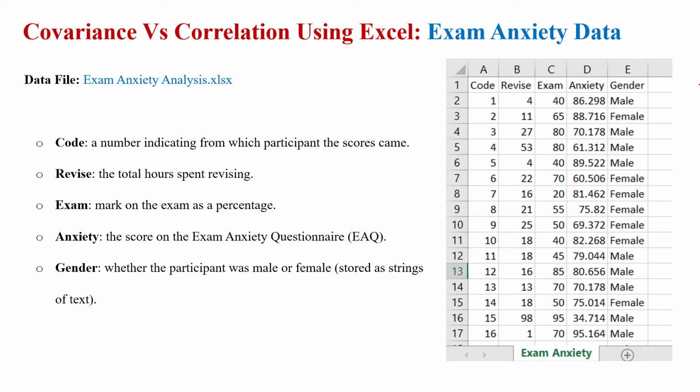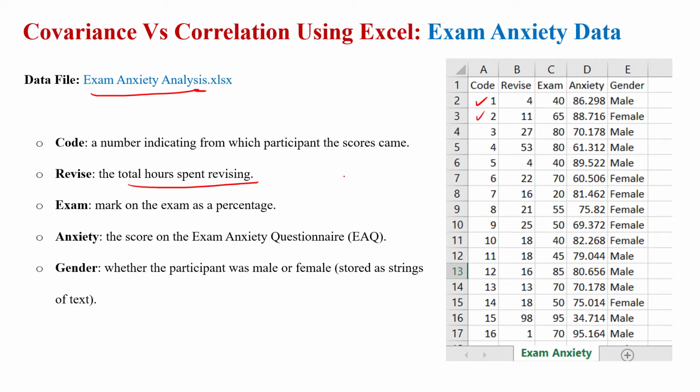Now let's calculate the variance and covariance values between the two variables for which we are interested in finding the relationship as well as the correlation. For that, I'm using the exam anxiety data, where we have a code representing the independent participant, the first participant score, the second participant score, and how much time he has revised, meaning the total hours he spent revising the syllabus.